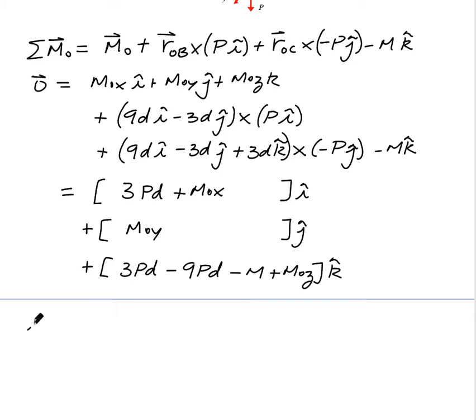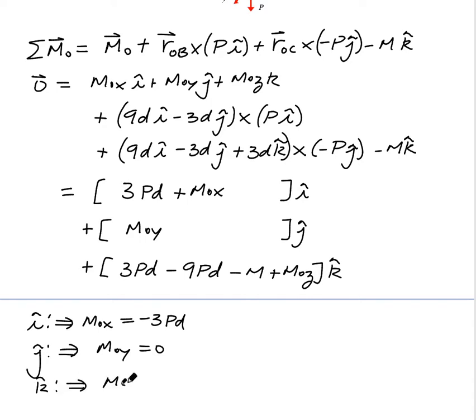So therefore the I components tell us that MOX is equal to minus 3PD. The J component tells us that MOY is zero. And the Z component of that moment equation tells us that the Z component of the reaction there at O is equal to the applied couple there of M plus 12PD.